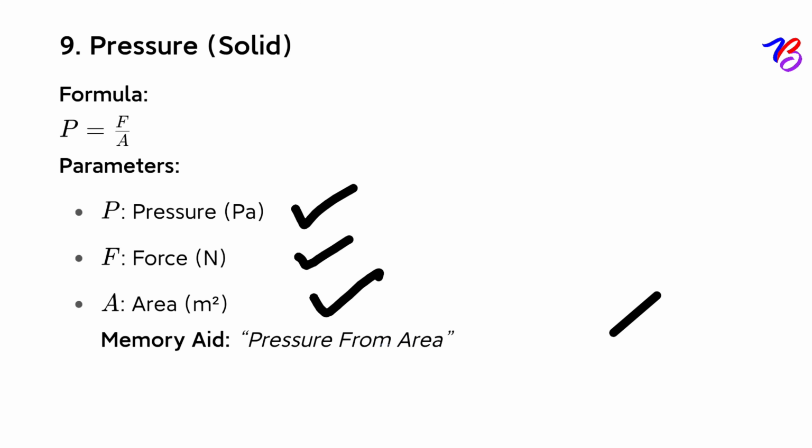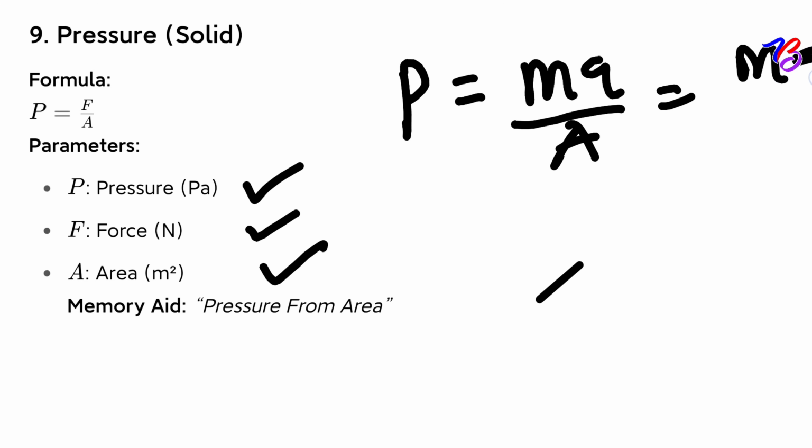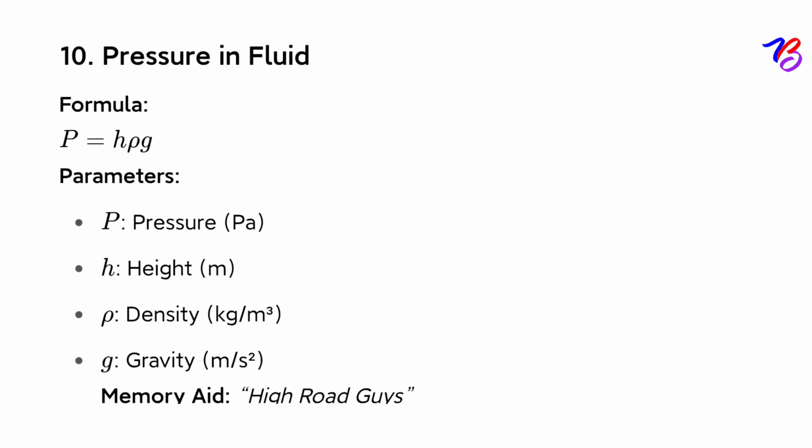Pressure from area. With this, you should be able to note that P is equal to MA divided by A, or MA divided by length times breadth. You should be able to know that. Then number 10, we have pressure in fluids. Please take note of this.